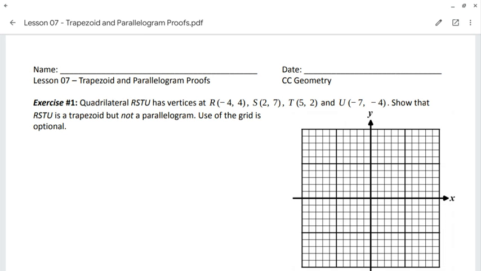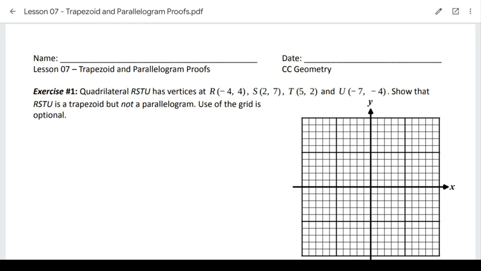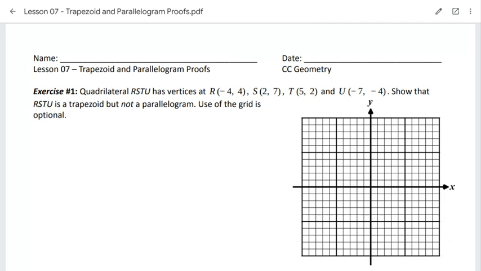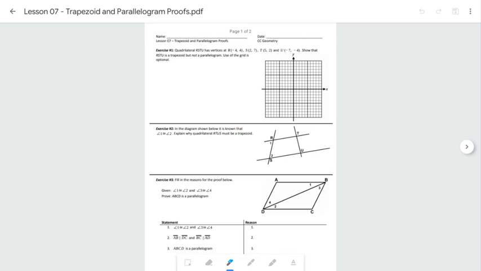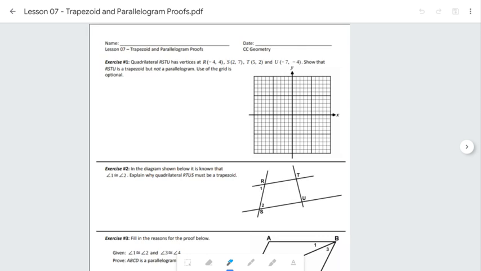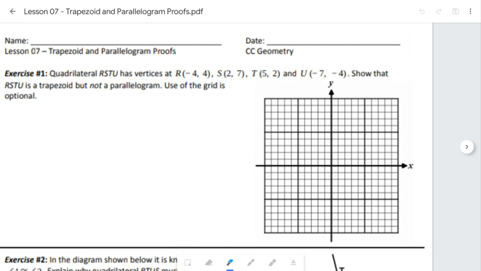Hey everyone, in this video we're just going to continue on with what we know about quadrilaterals, and we're going to just look more about the trapezoid and the parallelogram. So in this first exercise, it's just business as usual. So we want to take this quadrilateral, our STU, and our coordinate points are given. We want to show that it's a trapezoid but not a parallelogram.